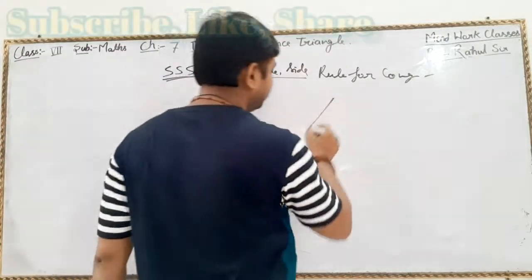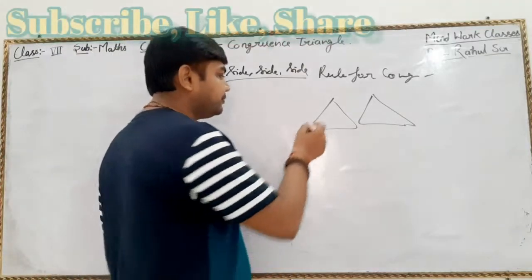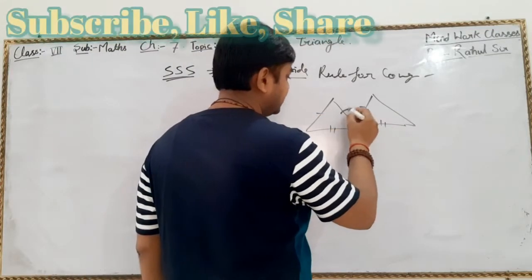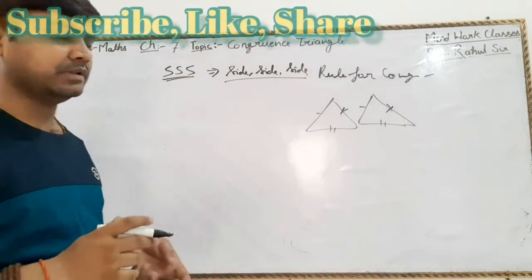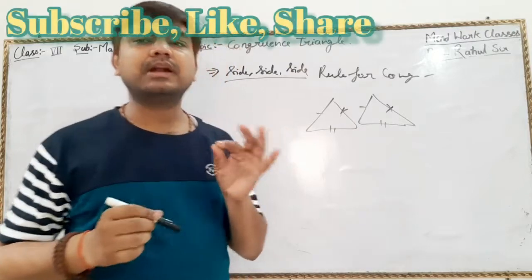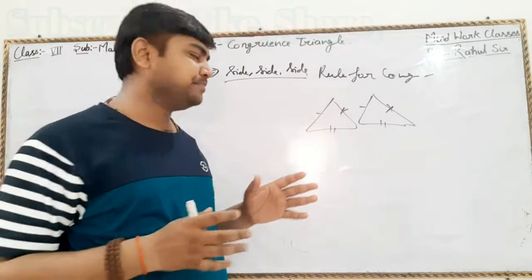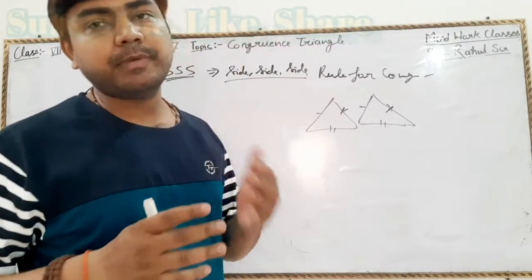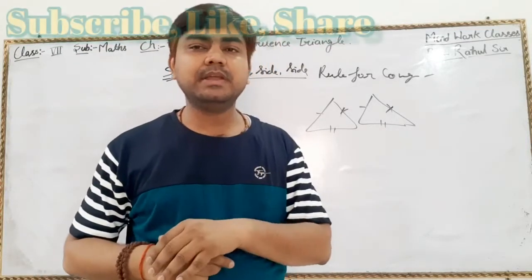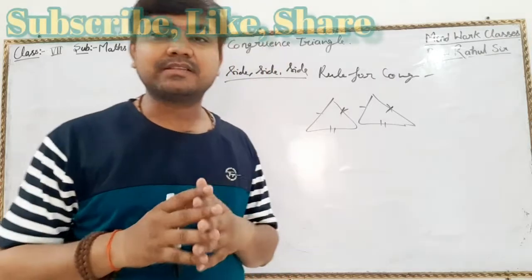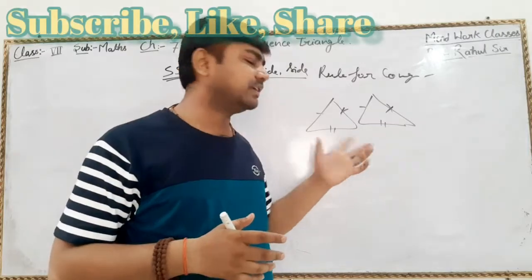What does it say? It says that if in two triangles the respective sides are exactly equal, then these two triangles will be congruent. This is the minimum condition for any two triangles to be congruent. Whether angles are the same or not, angles will always be the same if these three sides are the same.